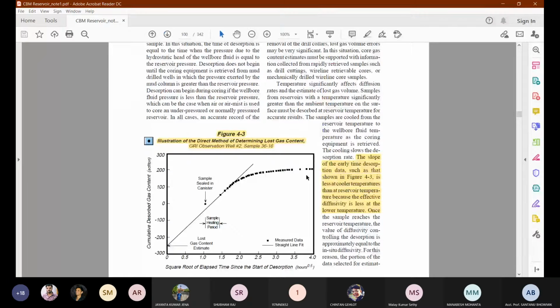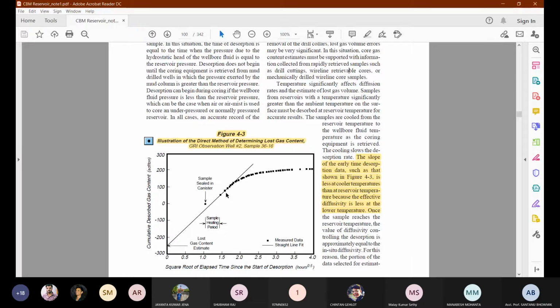So this much point you have taken, you can see they have put the sample in the canister. Okay, this is the point, and this is the sample heating period. That means whenever you put the sample into the canister, the sample takes the temperature of the ambient atmosphere. Okay, that means in the reservoir the temperature condition was totally different. It may be lower or higher, depending on the seasonal variation, and even if there is a geothermal gradient.